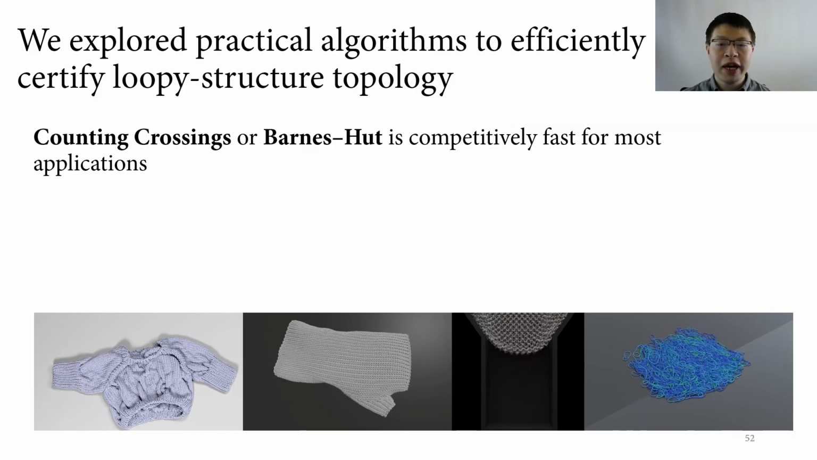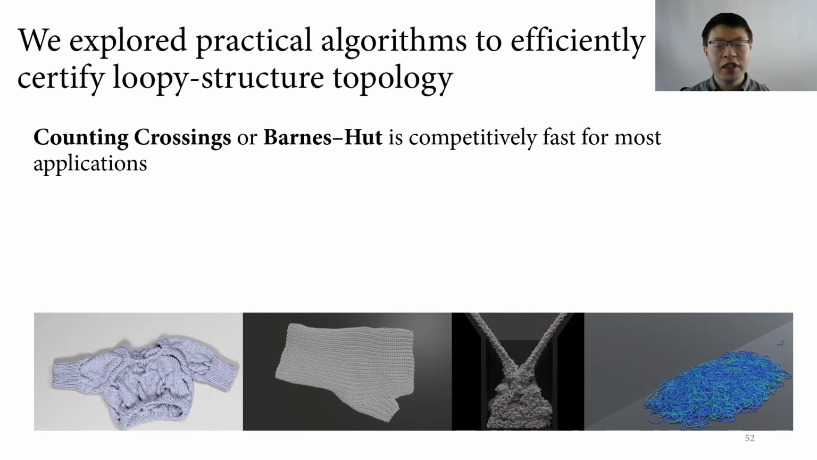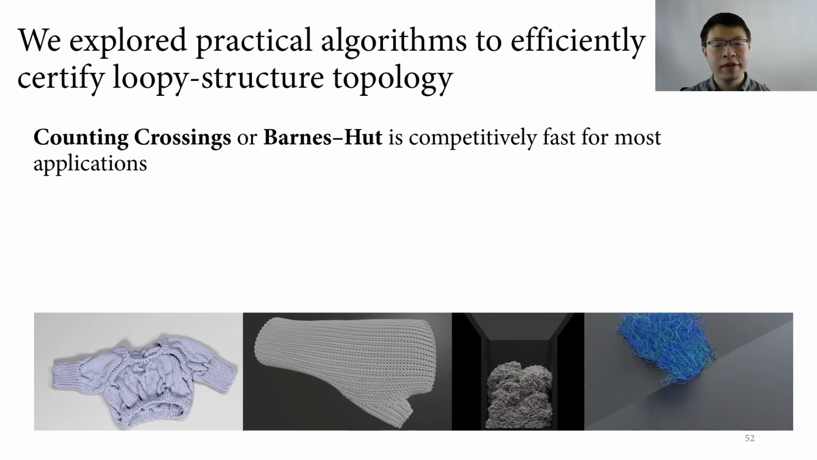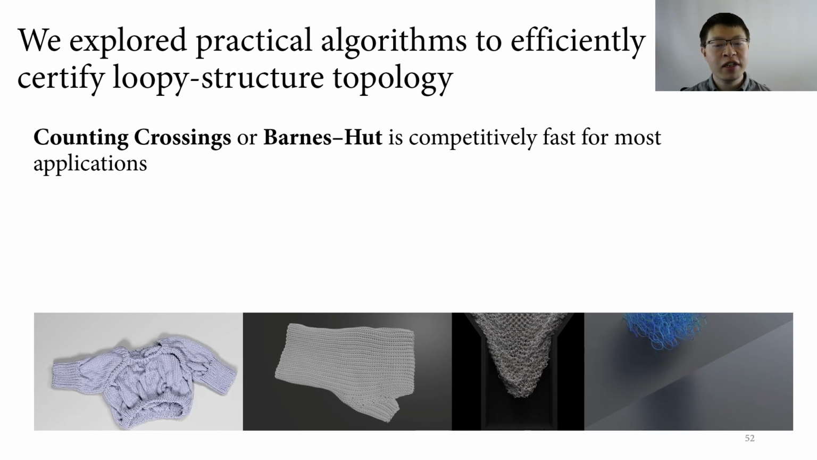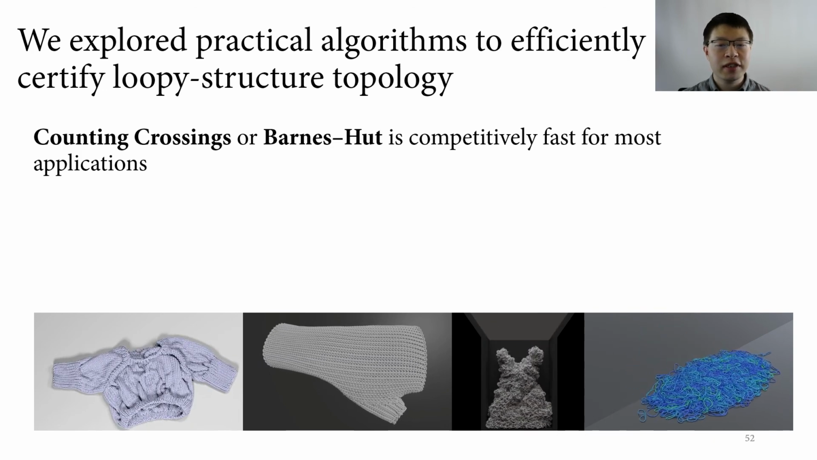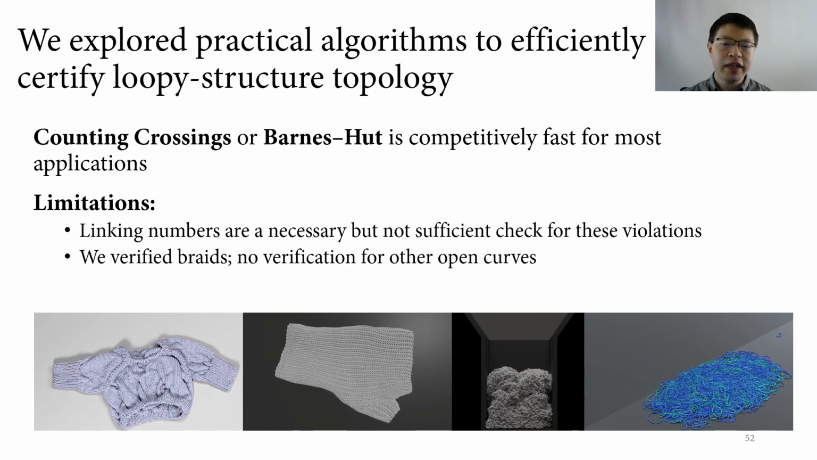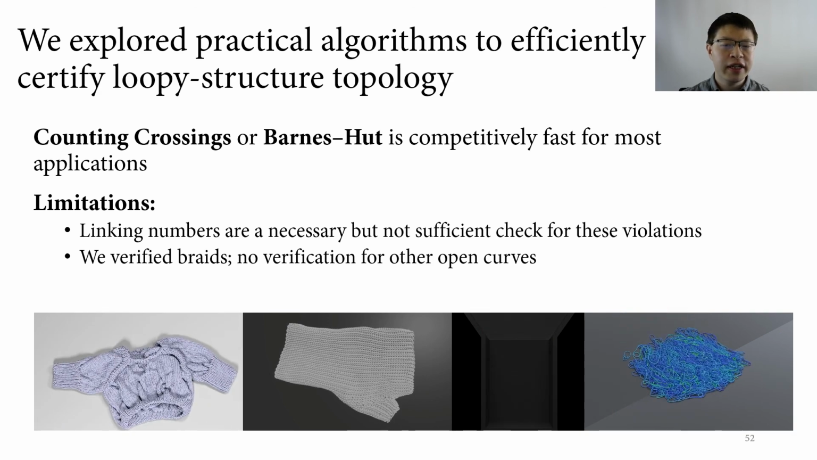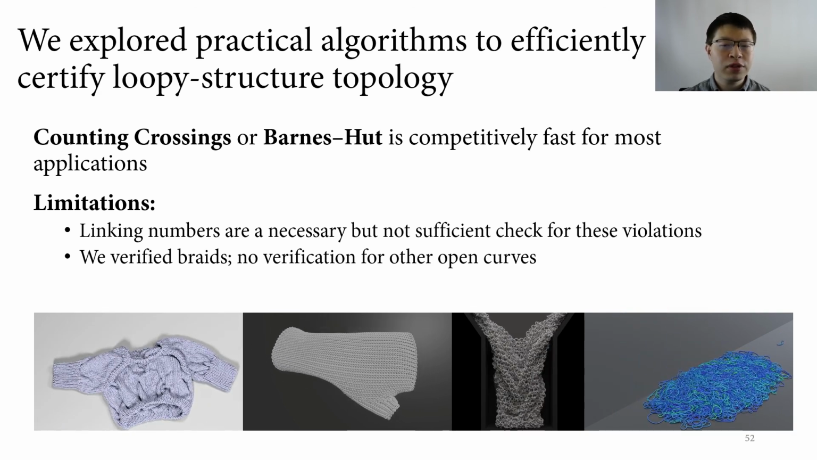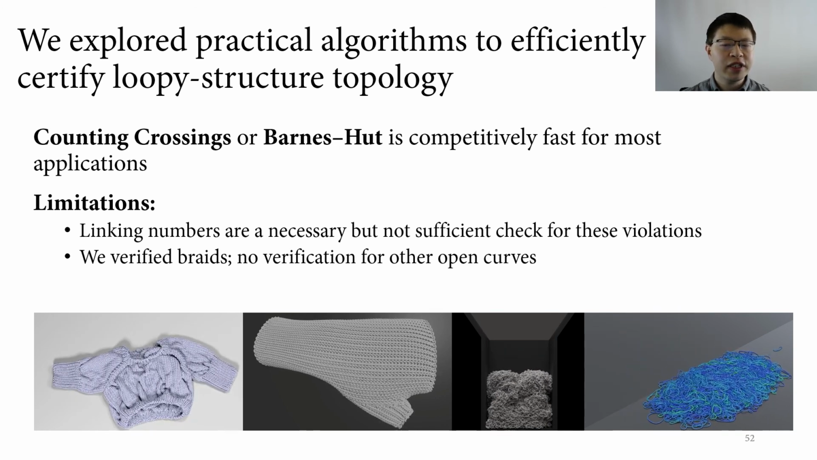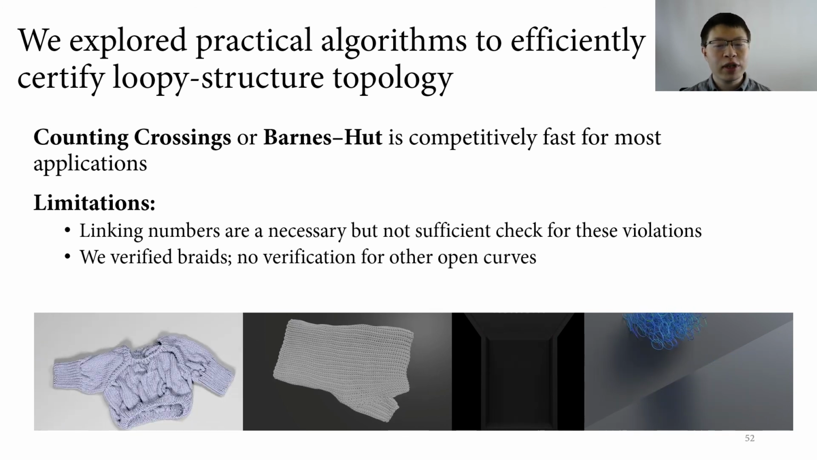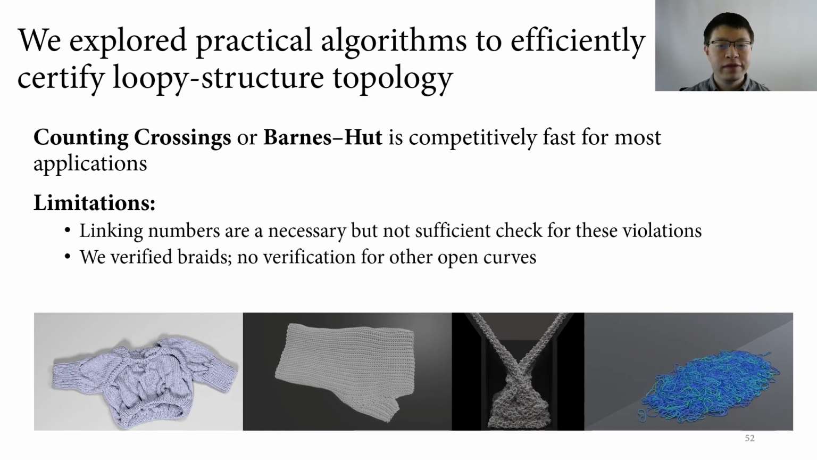We explored practical algorithms to efficiently certify loopy structure topology. We found that either counting crossings or Barnes-Hut is competitively fast for most applications. One limitation is that linking numbers are only a sanity check. It's possible for multiple quick pull-throughs to end up with the same linking numbers. The other is that we cannot verify generic open curves, even though we can verify braids.